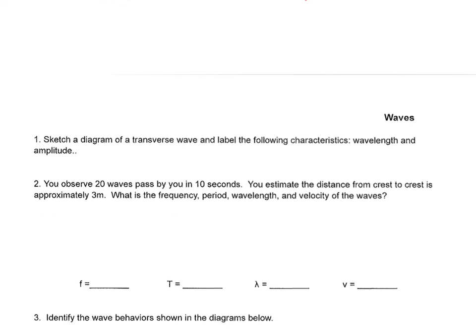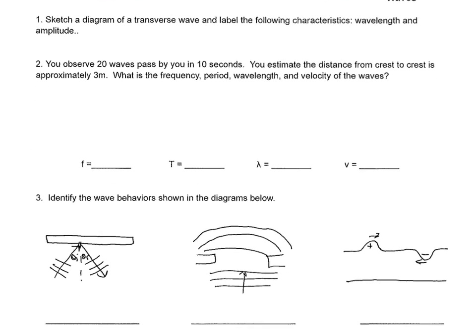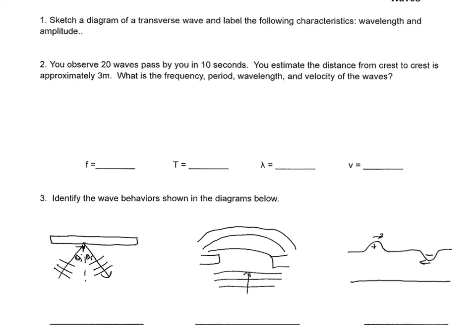All right, on to waves. Sketch a diagram of a transverse wave and label its characteristics of wavelength and amplitude. I can do that. Well, you can do that too. All right, so here's a transverse wave. Oh, we're sticking with red, I guess. That's cool. All right, wavelength would be from crest to crest or trough to trough. There's our symbol for wavelength. And amplitude, if I bisect this here, I'll draw it in there, would be half the wave height. All right, cool. Going back to blue.